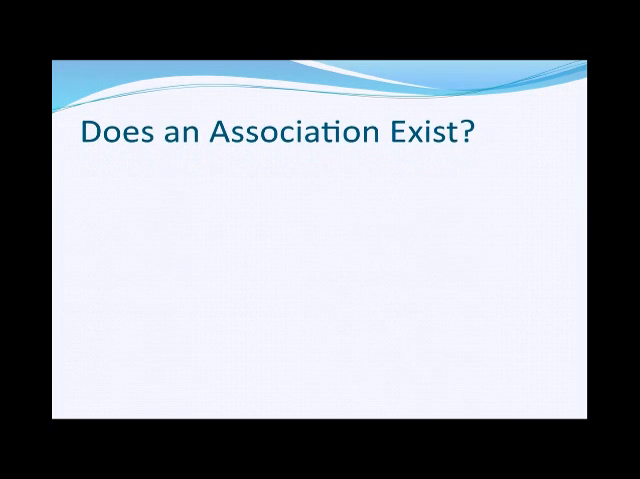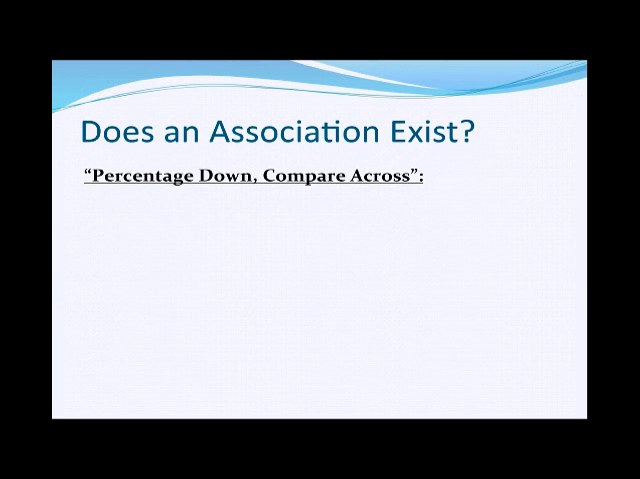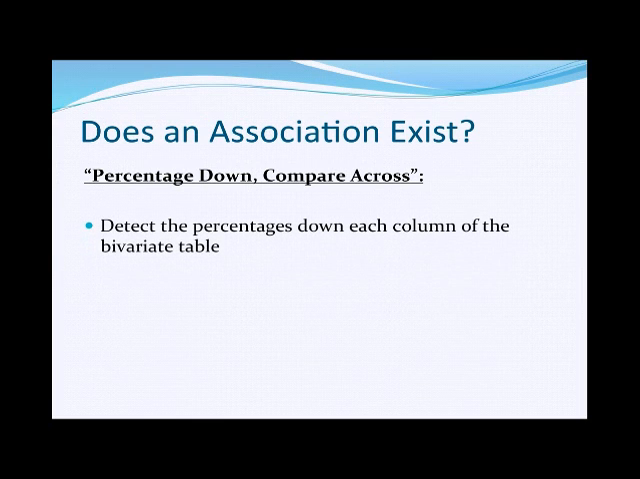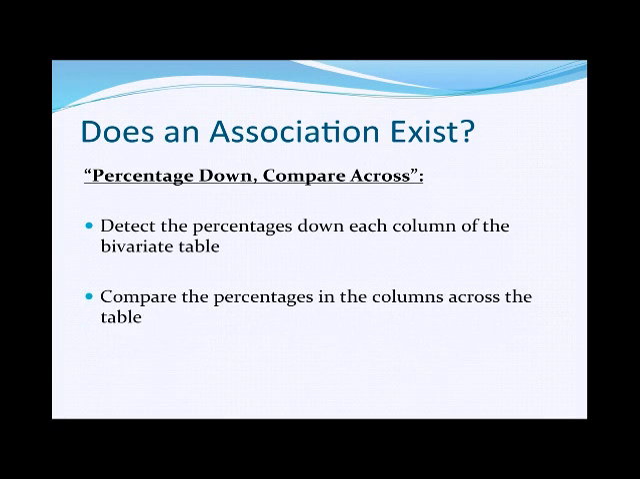So, the first thing we have to find out is, does an association between the two variables actually exist? To find this, we'll use the percentage down, compare across method in our bivariate table. So in our bivariate table, we will calculate the percentages down each column for our variables. Then, we will compare the percentages in the columns across the table.